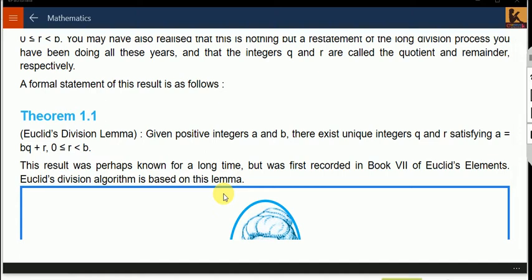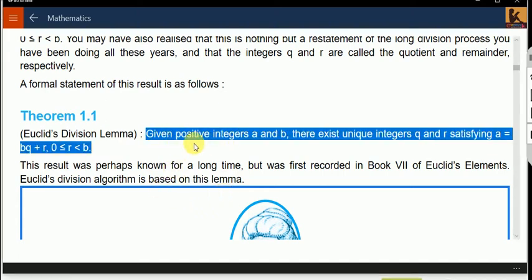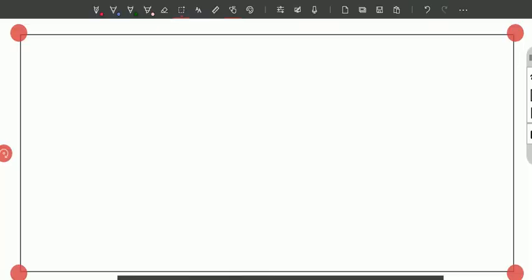First theorem of chapter 1, that is Euclid division lemma. The theorem states that given positive integers a and b, there exist unique integers q and r satisfying a equals bq plus r, where r is greater than or equal to 0 and less than b. Now we will actually study this theorem.